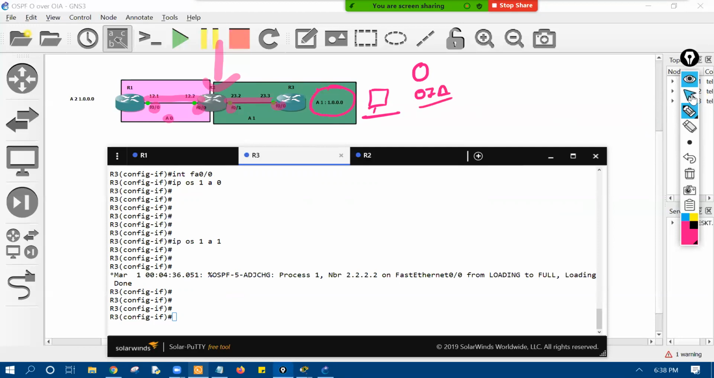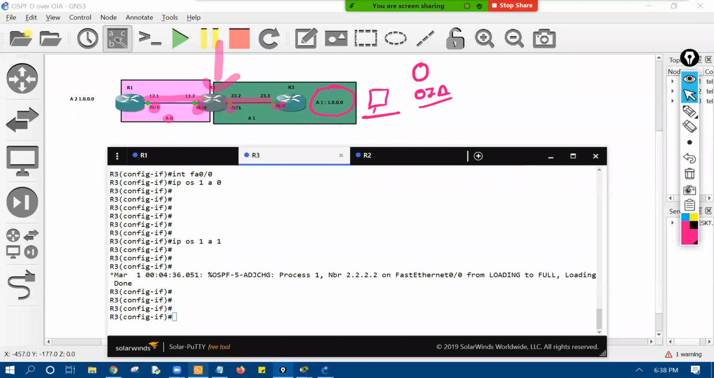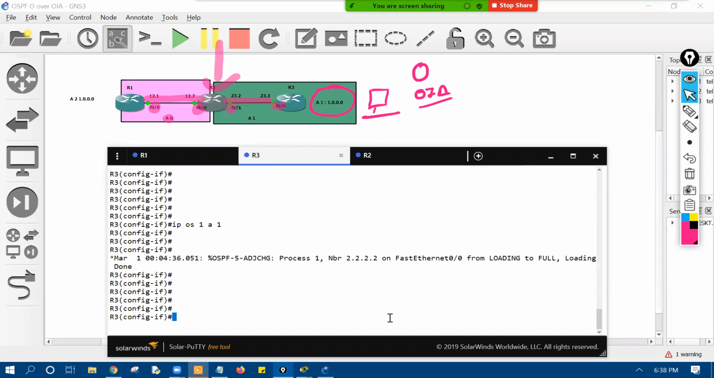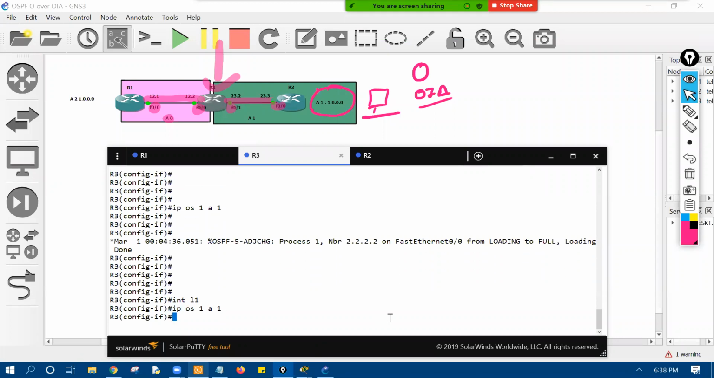On R3 we have a loopback. If I'm going to advertise this loopback, which route will they consider? Is it O or OI? Yes, sir, perfect. O route, right? Interface loopback number 1, IP OSPF 1 area 1. Done.